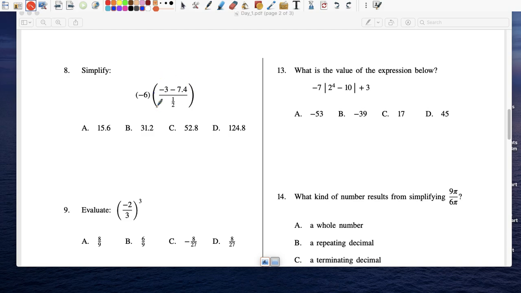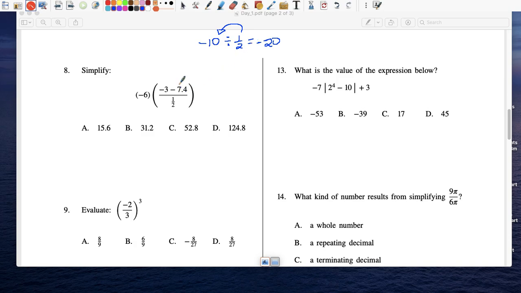So, I mean, -6 times this big parenthesis here. So think about the top. -3 minus 7.4 is about -10. And then it says divide by a half. Think about how many times a half. And I'm rounding. I didn't notice that I didn't put the -10.4. I just put -10. It should be okay. How many times can a half go into -10? Well, about 20 times, right? Notice that my answer is going to be negative.